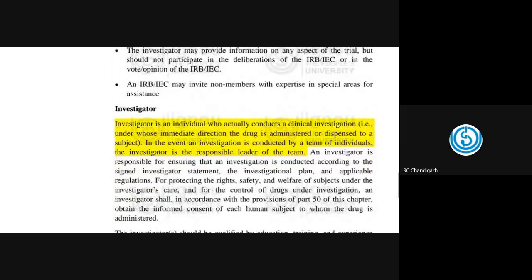Who is the investigator? An investigator is an individual who actually conducts a clinical investigation, under whose immediate direction the drug is administered or dispensed to a subject. In the event of an investigation, it is conducted by a team of individuals. The investigator is the responsible leader of the team. It is not in the IEC, it is in the study trial. Okay. Investigator is an individual who actually conducts the clinical trial or clinical investigation.